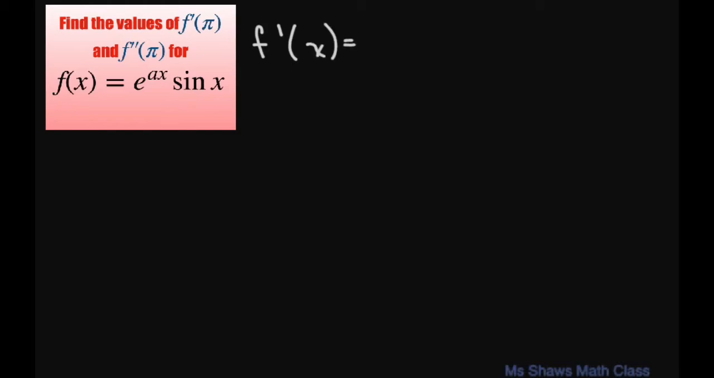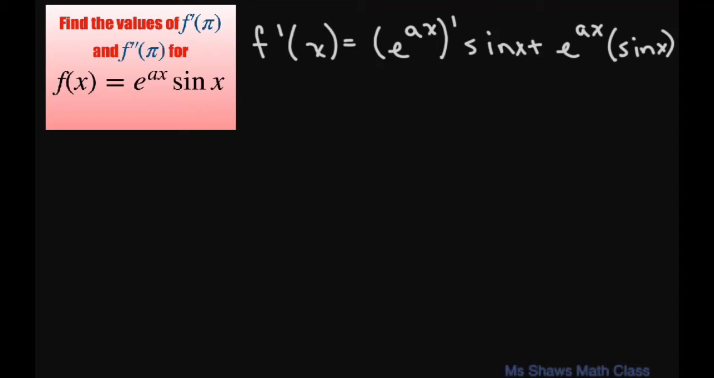Now that's going to equal, where you take your numerator, e to the power of ax, and you differentiate that times your sine of x, plus e to the power of ax times the derivative of sine of x. Doing that, you take the derivative of this, you just copy down your e to the power of ax times the derivative of your exponent, which is just a. And then we still have sine of x, so a times sine of x, plus e to the power of ax, and the derivative of sine of x is cosine of x.